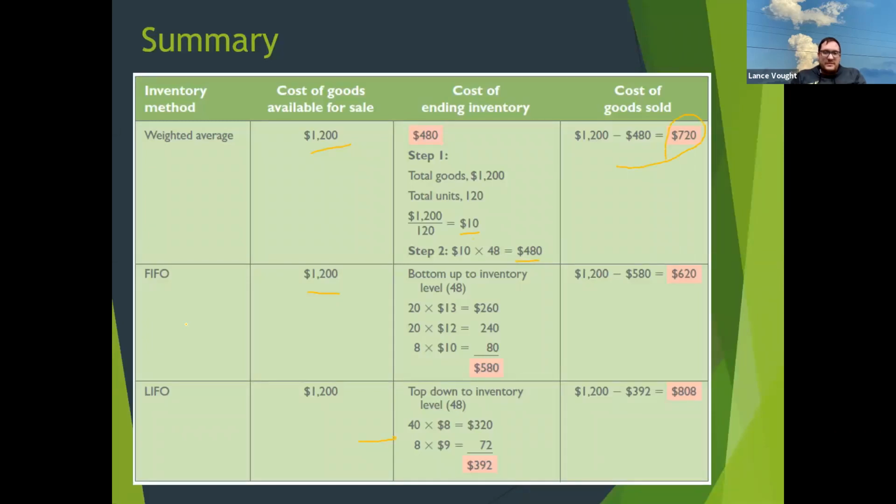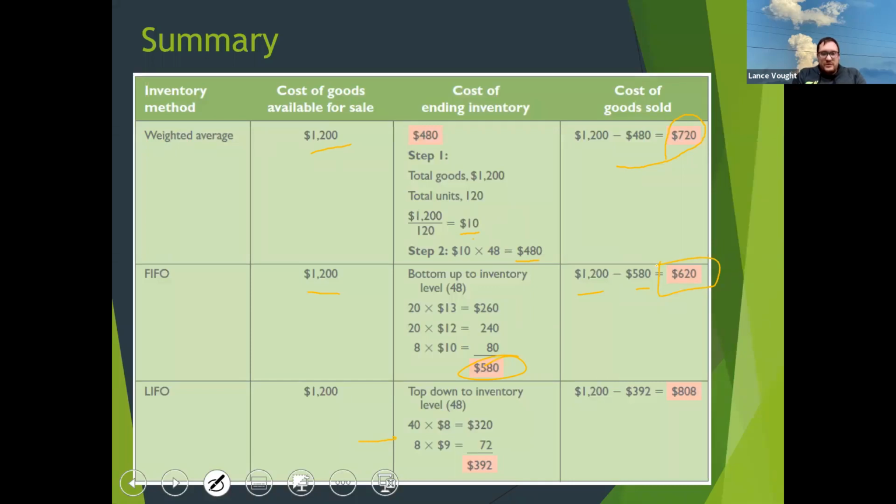For the FIFO method, you attribute the old sales as being sold, and so the remaining inventory at the end of the year is the one that the cost is attributed to. So in this case, we had $580 left over, which means the cost of goods sold was the complement of that, which is $1,200 minus $580, which is $620.